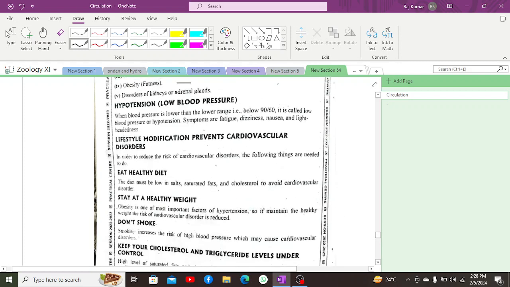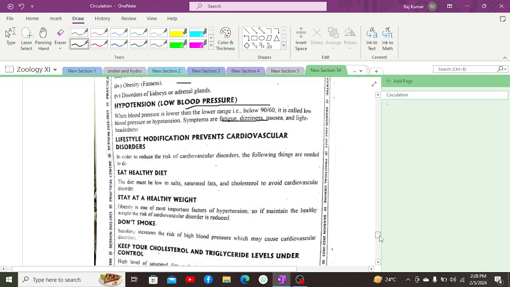Hypotension, on the other hand, is the opposite, where the blood pressure is lower than the lower range, which is 90 by 60. If it is below 90 by 60, it is called low blood pressure, or hypotension. Symptoms include fatigue, dizziness, nausea, and lightheadedness.